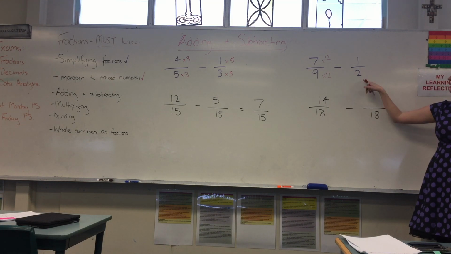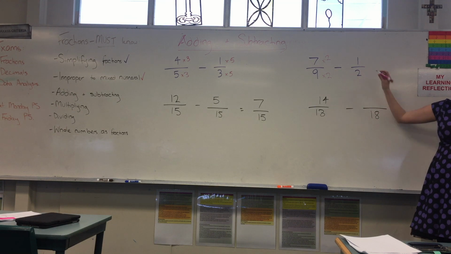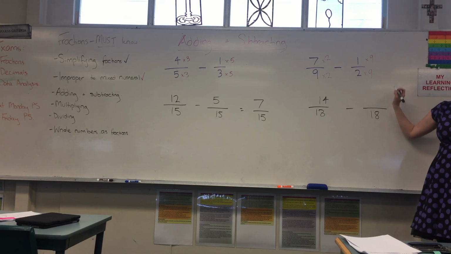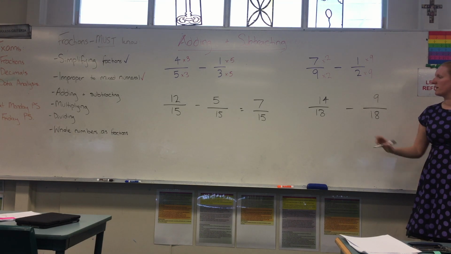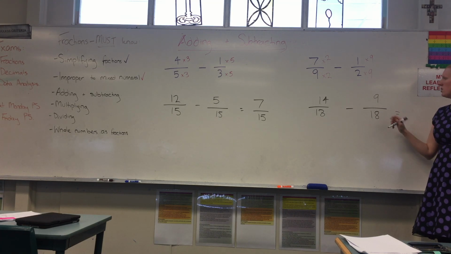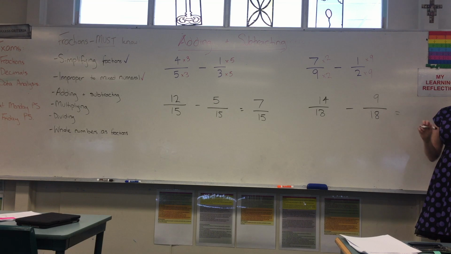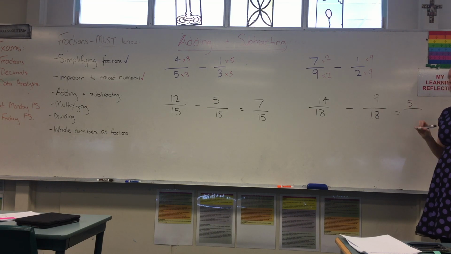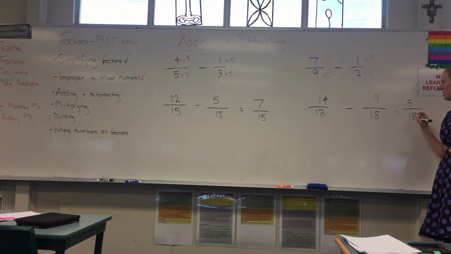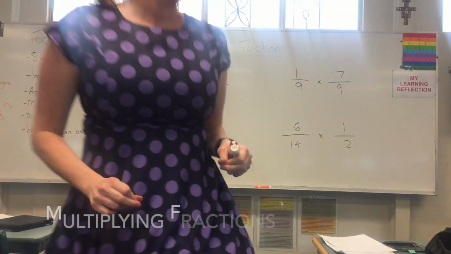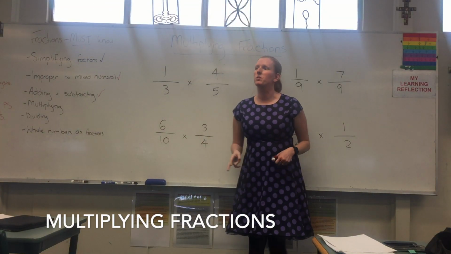Okay, what am I doing to a 2 to turn it into an 18? Times 9. Great, what I do to the bottom, I also have to do to the top. So, 1 times 9 is? 9. Can I subtract this one from this one now? Yes, I can. So, 14 take away 9. 5. Over 18. Can I simplify that? No, I cannot.